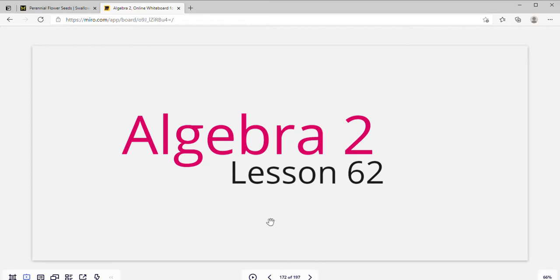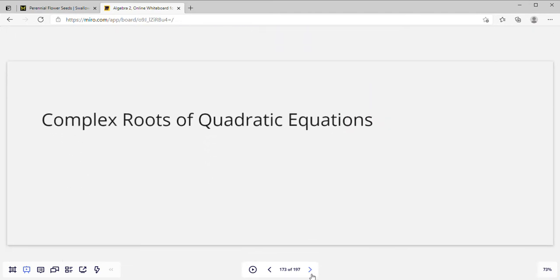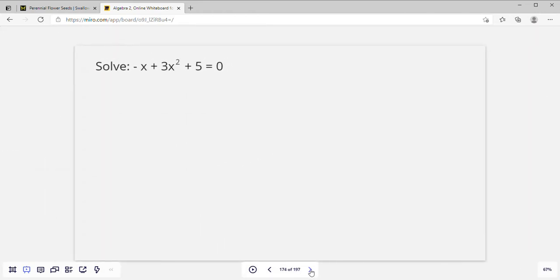Hi everyone, this is Algebra 2, Lesson 62, and in this lesson we're going to cover complex roots of quadratic equations. Now these are just like the quadratic equations that we've been solving by completing the square, but it'll just be a little bit different at the end because we're going to come up with a negative number. All right, so we'll solve this first one.